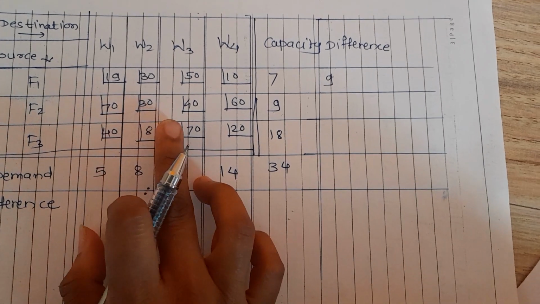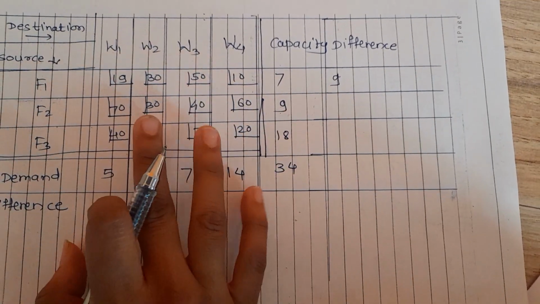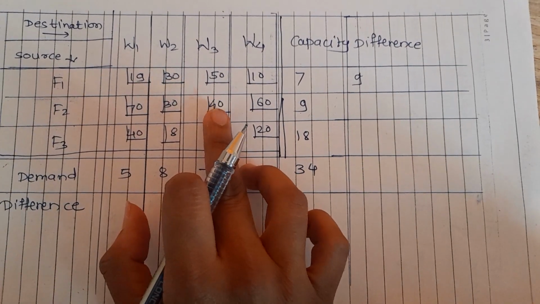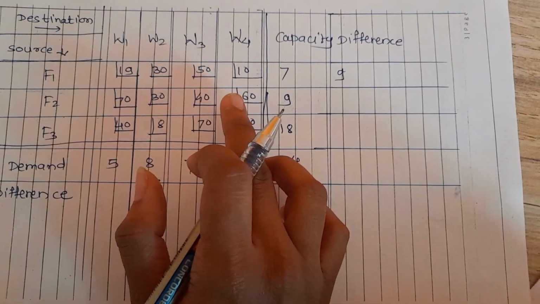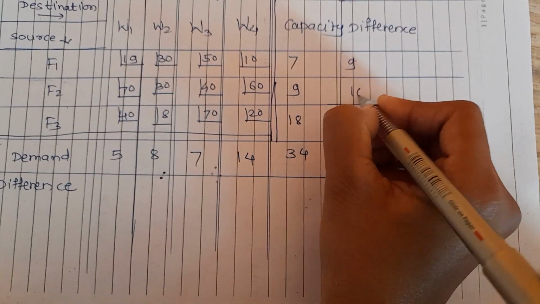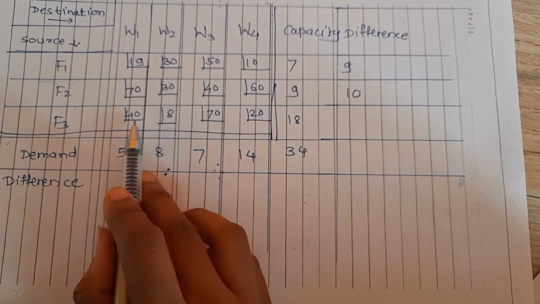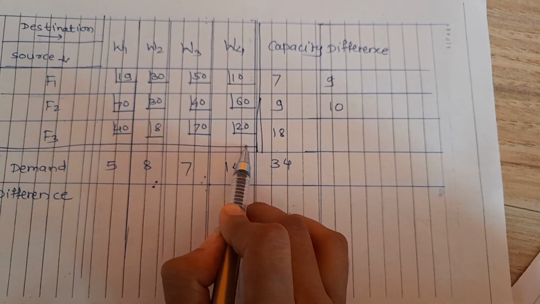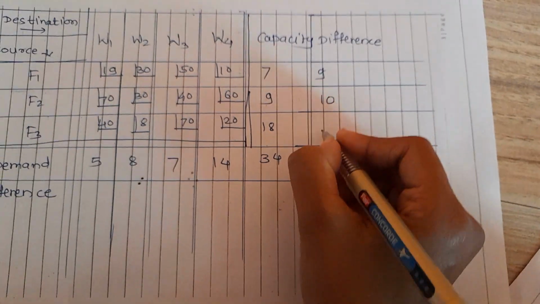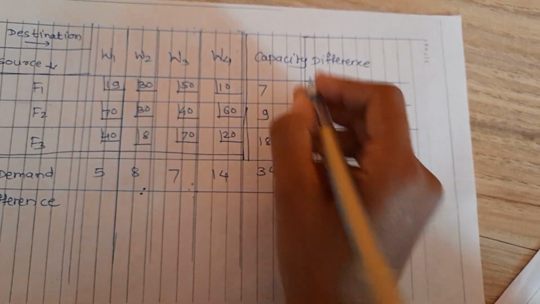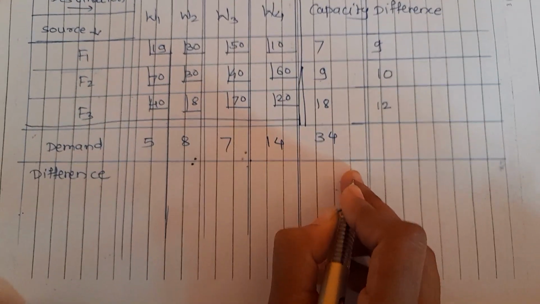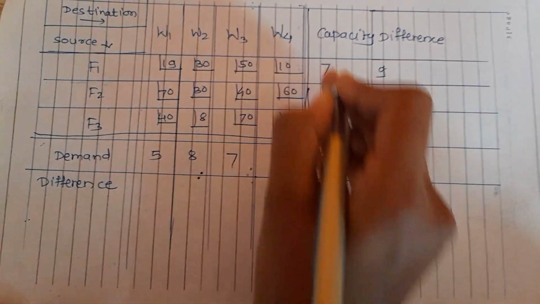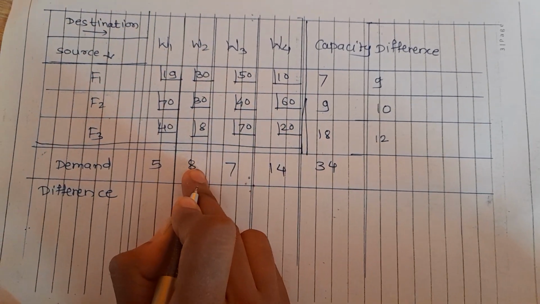Now the second row: 70, 30, 40, 60. The two minimum values are 30 and 40, therefore we find the difference, 40 minus 30, the difference is 10. Write 10 here. Third row: 40, 8, 70, 20. Which two values are minimum? 8 and 20. 20 minus 8, the difference is 12. In these differences, capacity and demand are not included.